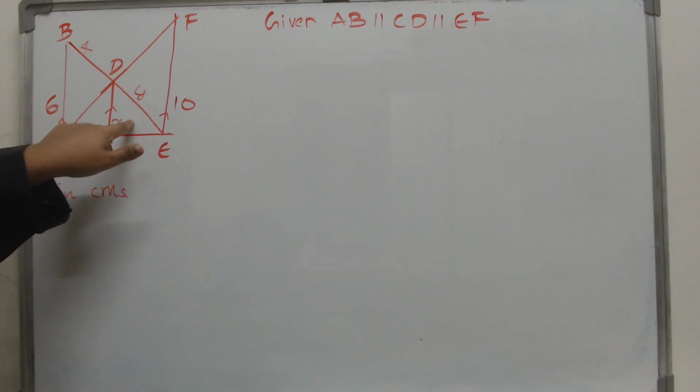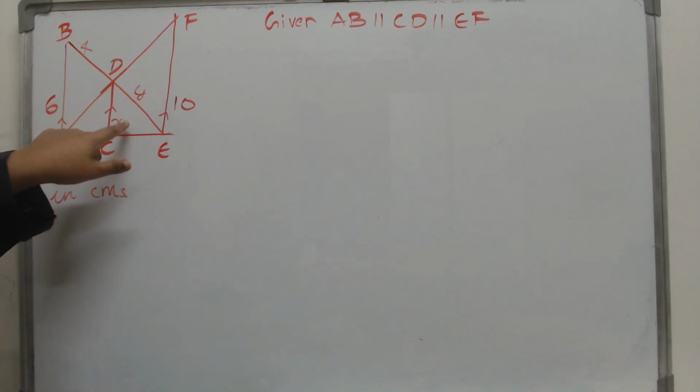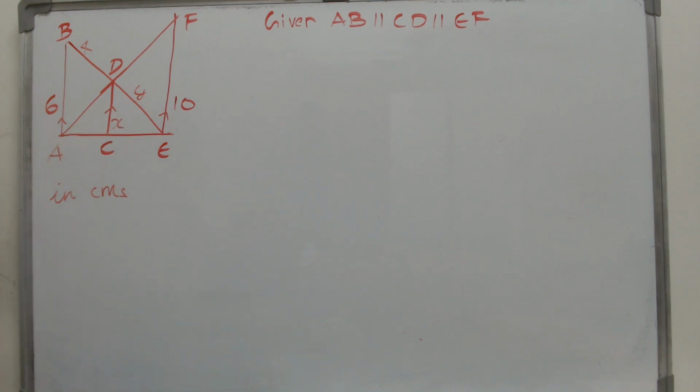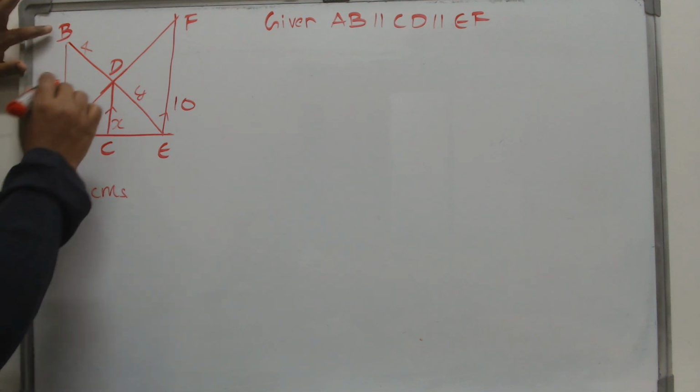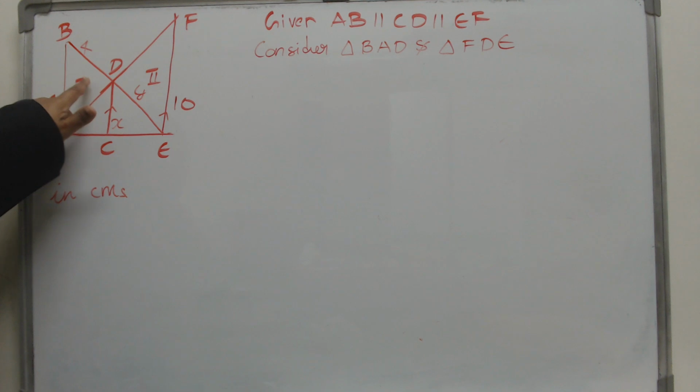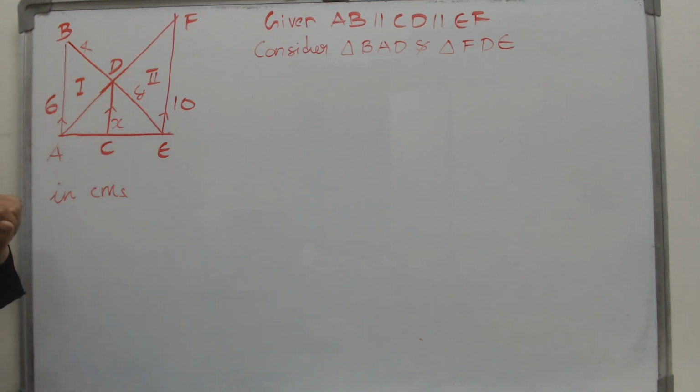Now what we have to find is the value of x and y. So shall we start with y? Can you find two triangles whose similarity you can prove? What about these two triangles? Which corresponding angles can you prove to be equal?